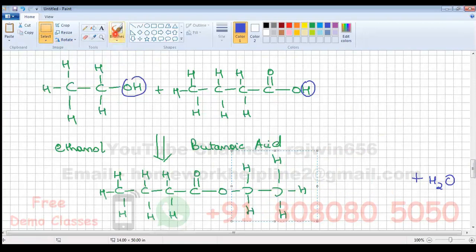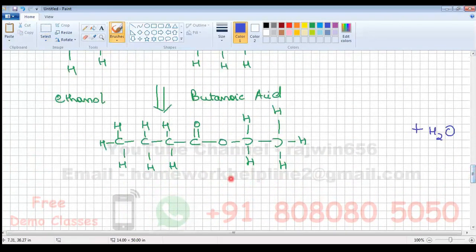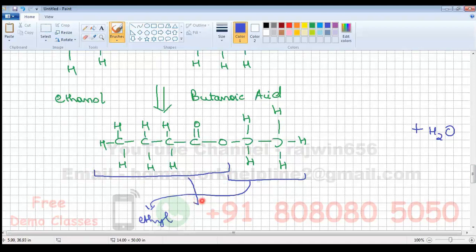Now the name of this compound. The alcohol is always butanol. Correct. This part is your ethyl part. This part is your butanoate part.